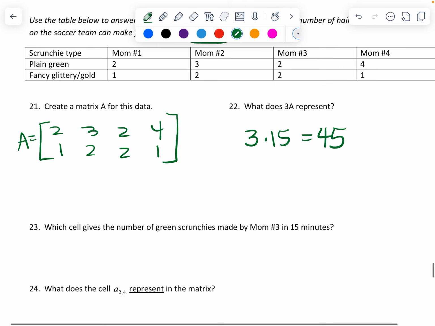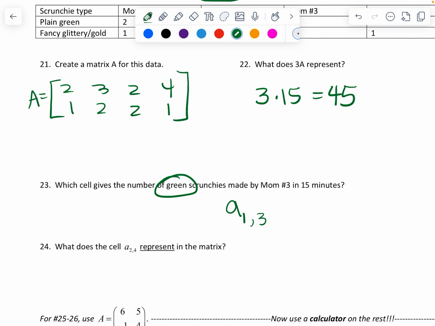And it doesn't actually want me to find that. Okay, so then I want to do which cell would get mom number 3 in 15 minutes. Okay, so that's, oh, green's, I was looking for the color. Green is the first column, or the first row, and then we have the third mom over.